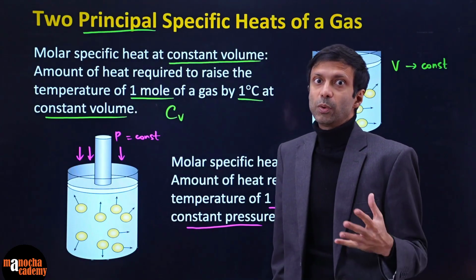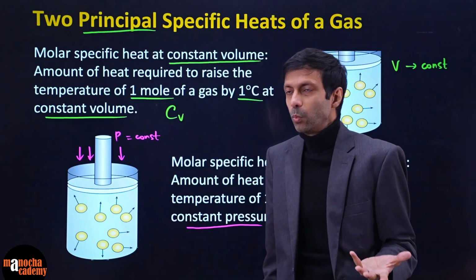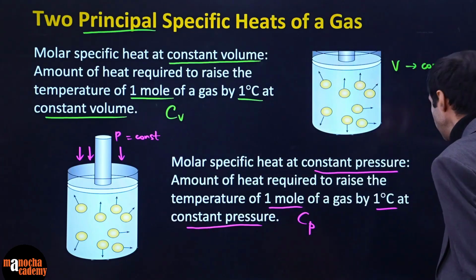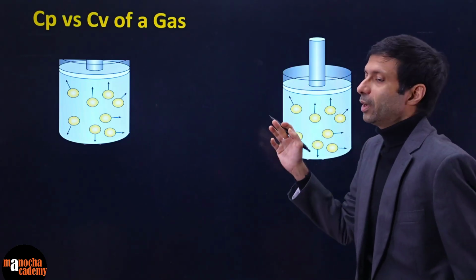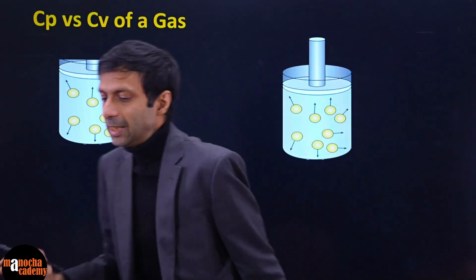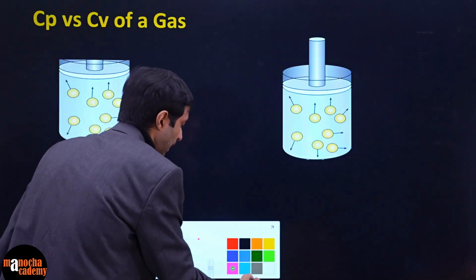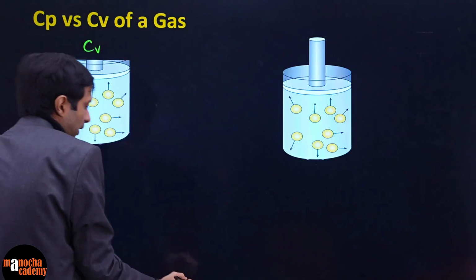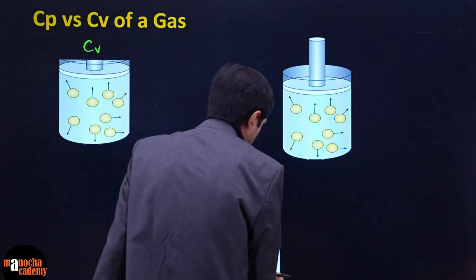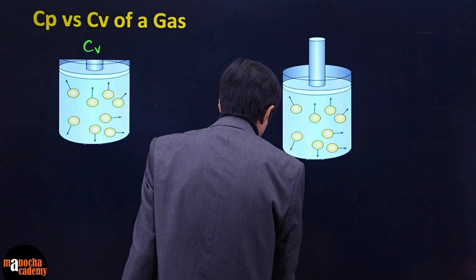Now the question is, which one is greater, or are they same? What is the relation between CP and CV? So CP versus CV, which one do you think is larger? Because remember, CV means the gas is at constant volume. This is your CV guy. This is your CP guy. So here volume was constant.